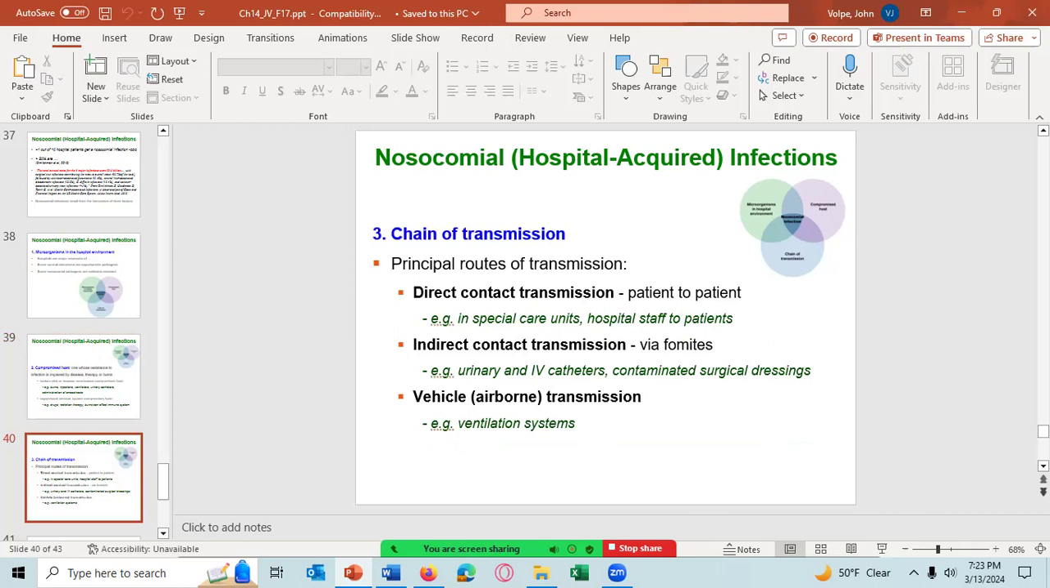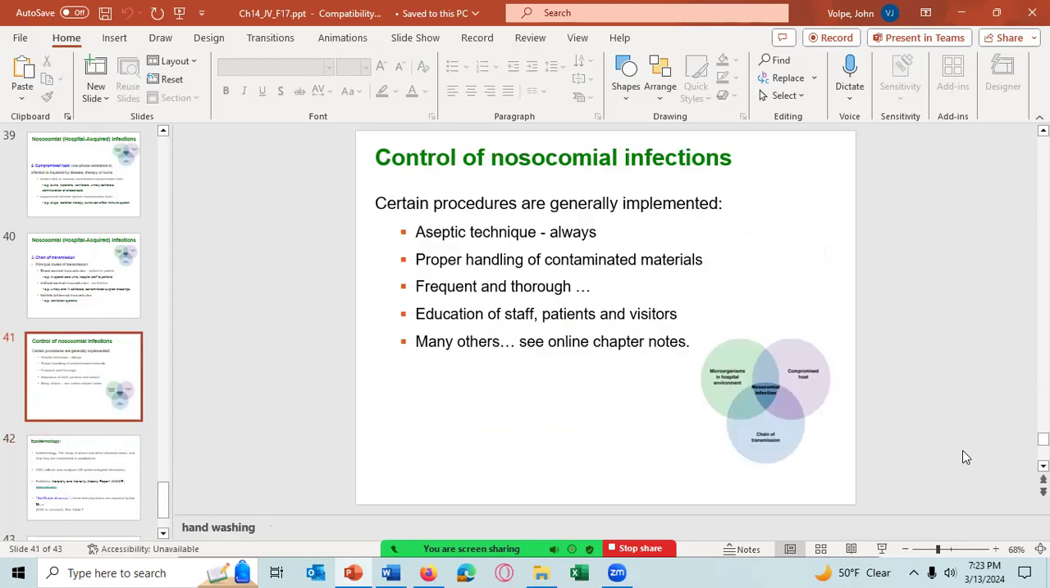And then there's a chain of transmission in the hospital or hospital-like area. There can be direct contact transmission, patient to patient. There can be indirect transmission via fomite, such as a hospital patient turning off the light switch, and then another patient comes in and turns on the light switch. That could spread disease. And then there can be vehicle or airborne transmission. Obviously, COVID-19 is spread mostly by vehicle or airborne transmission. You should learn how to control nosocomial infections.